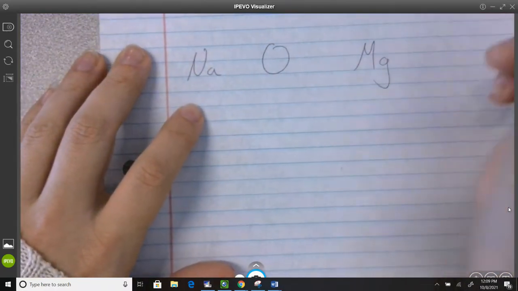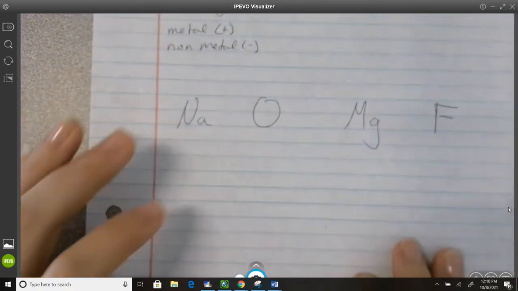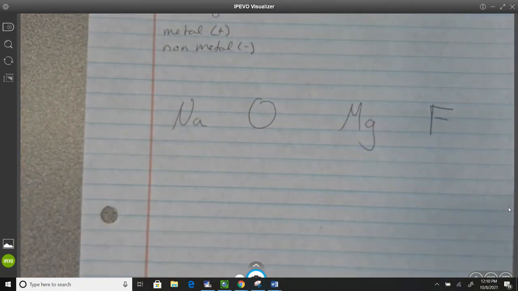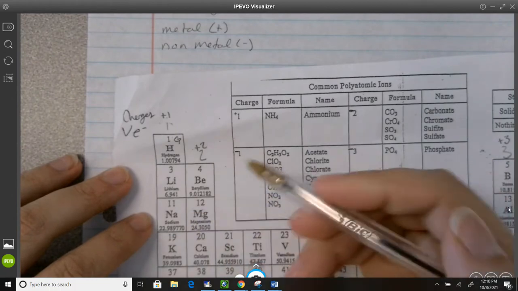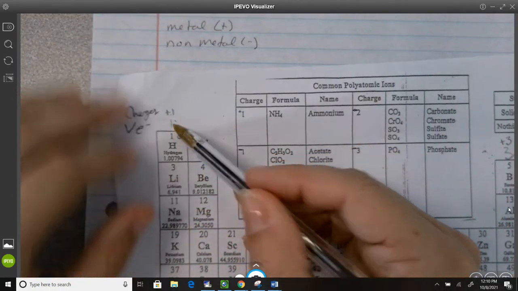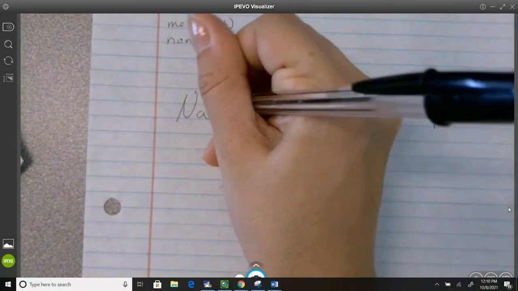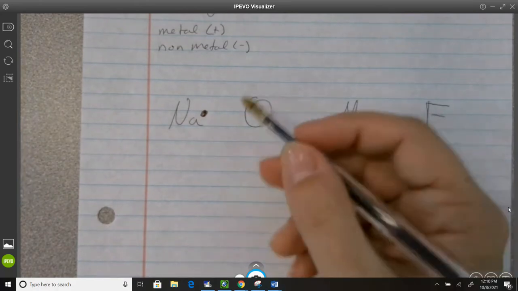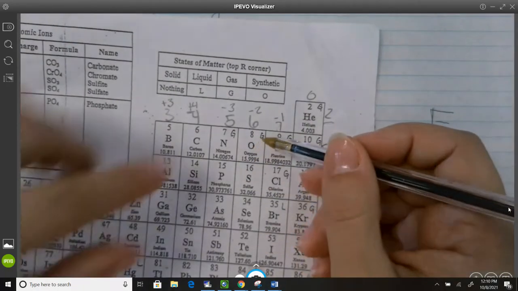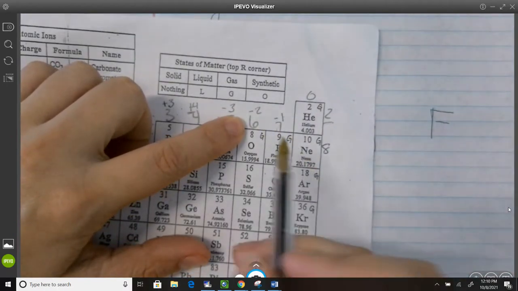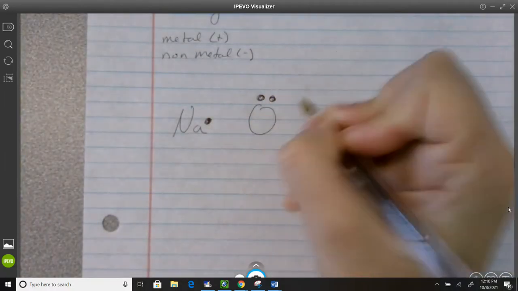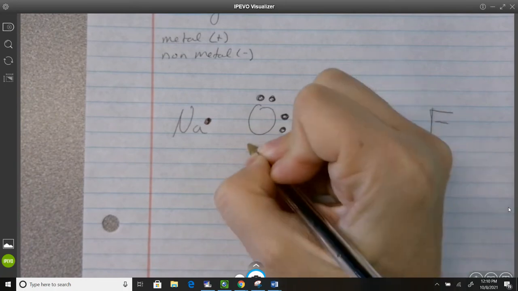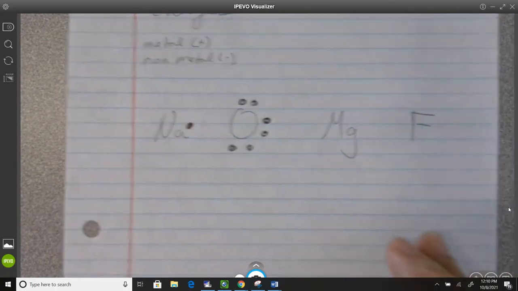And so if we look at that relationship, I'm going to look at sodium, oxygen, magnesium, and fluorine. If I'm going to make these individual Lewis dot diagrams, I'm going to look, sodium, Na. How many valence electrons? 1. So I'm going to draw out 1 dot. If I look at oxygen, family 16, 6 valence electrons, so I will draw 6 dots. 1, 2, 3, 4, 5, 6.